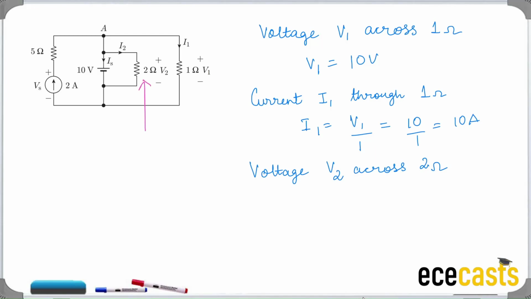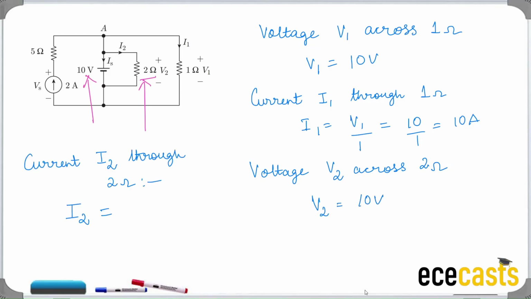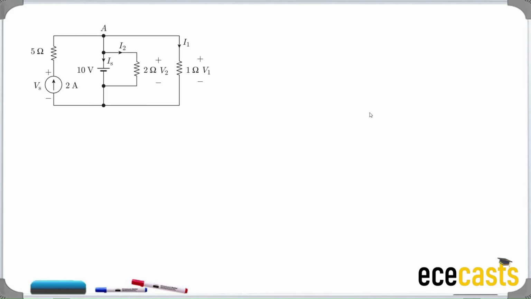Next we calculate V2. V2 is the voltage drop across 2 ohm. When you look at the circuit, you will see that this 2 ohm resistor is connected in parallel with the 10 volt supply. So therefore, the voltage drop across 2 ohm should also be equal to 10 volt. So V2 is equal to 10 volt. Now that we have V2, we can easily calculate I2. I2 is nothing but V2 divided by 2 ohm, which is 10 by 2, which gives us 5 amperes. So friends, we have solved I1 and I2. We move on to solving Is.